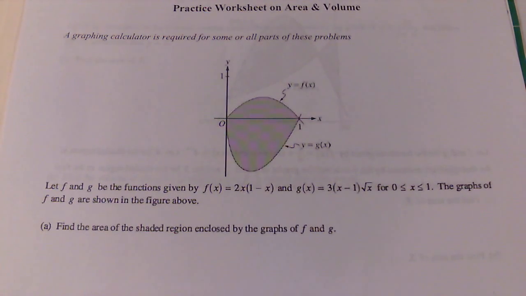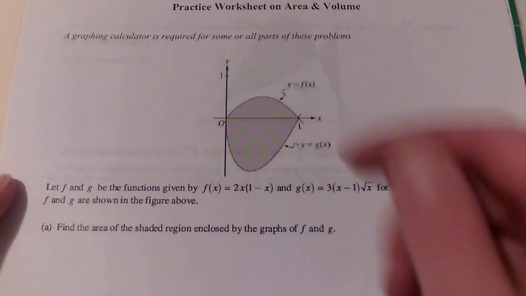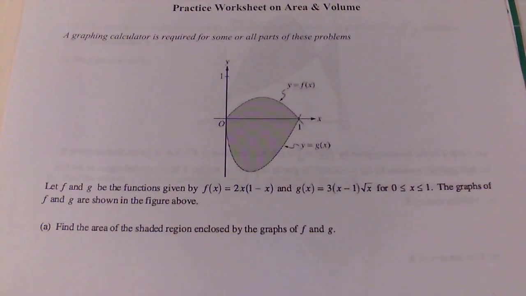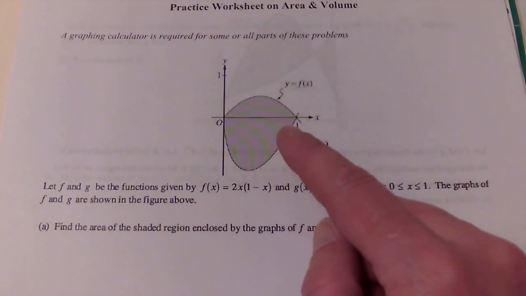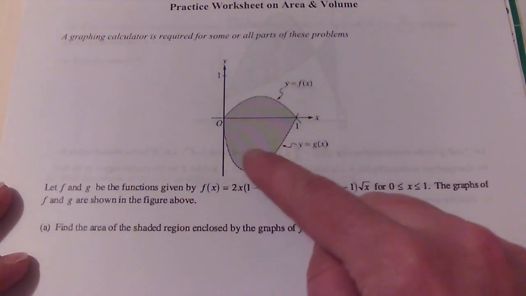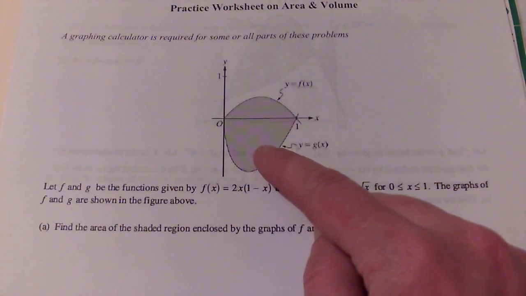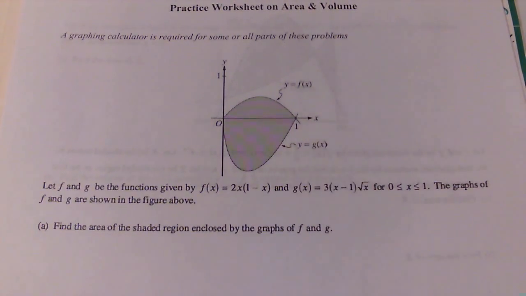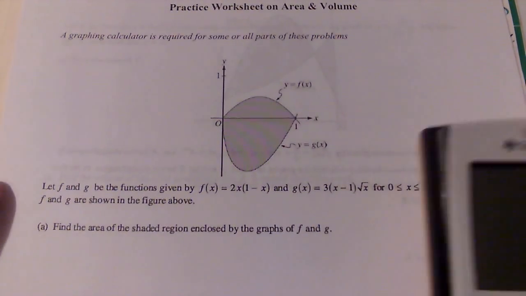Easy peasy. So that's going to be f of x minus g of x, upper function minus the lower function. What's going to happen when I subtract the area of g of x? Well, the area of g of x would have been negative, but when I subtract it, it's going to become positive. So I'm going to get all of this area, and it's going to be nice and pretty.